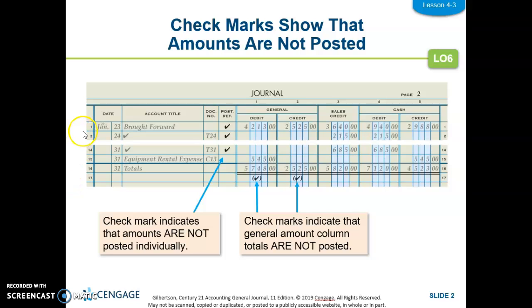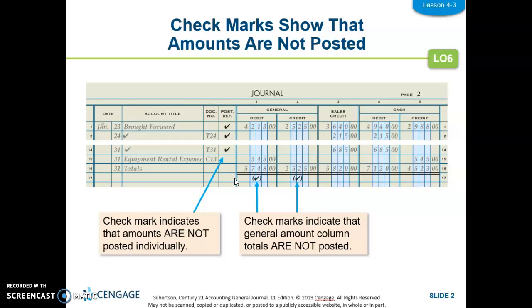So examples would be carried forward and brought forward, and then also when we recorded our cash and credit card sales, like the examples we have here. We will also put check marks in parentheses at the bottom of the general debit and credit column totals, and that indicates that the general amount column totals are not posted. We already posted all of those amounts individually. There is no place for these two totals to go.